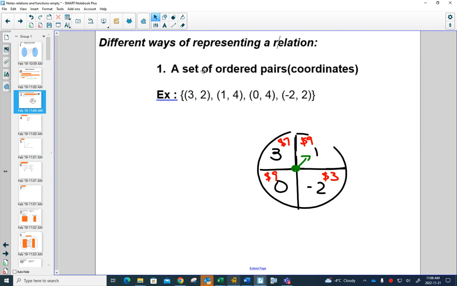So if you paid $5 to play, how much would you actually make if it landed on the 1? 4. You would make $4. How much money would you make if it landed on the 3? $2. So do you see how the relationship that I just invented is shown here? The X number, the first number, is where your spinner landed. And the second number is how much money you make after playing the game.